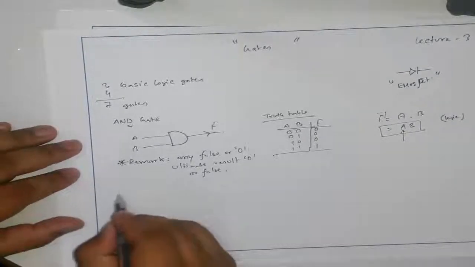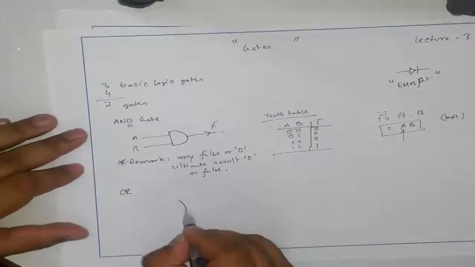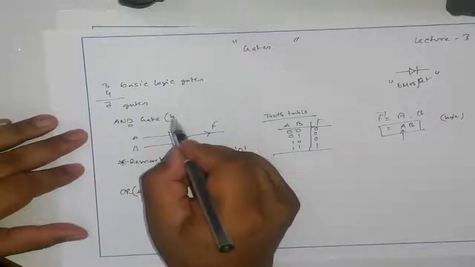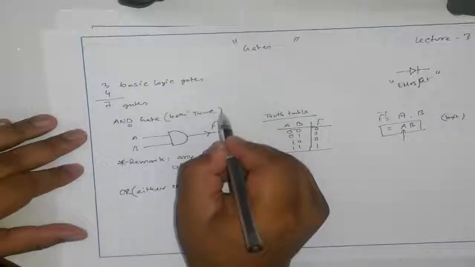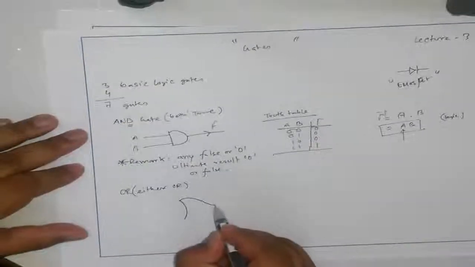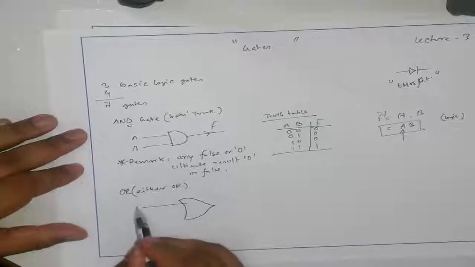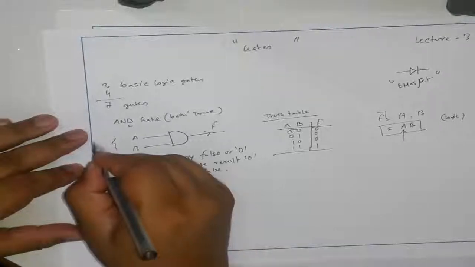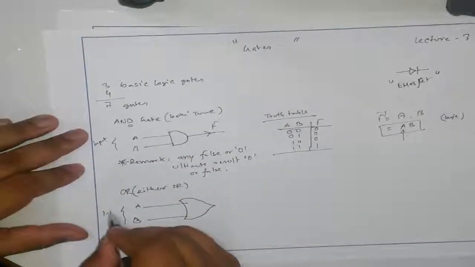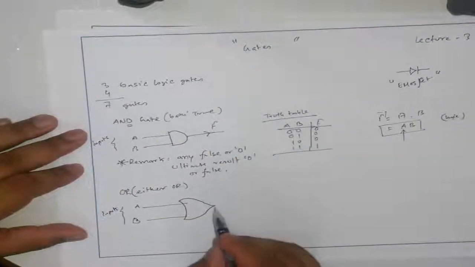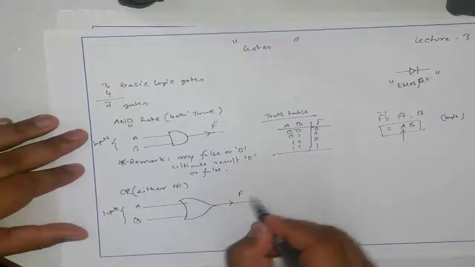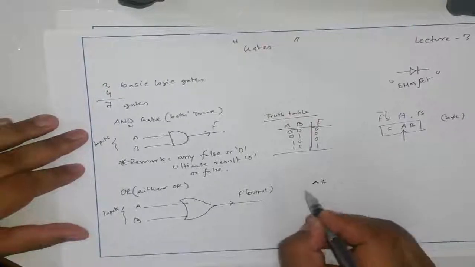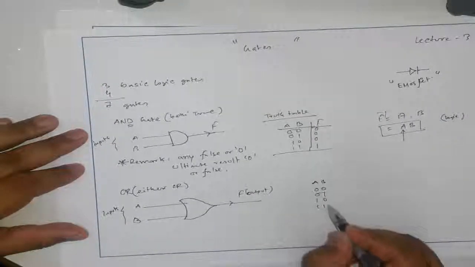So here comes the OR gate. The OR gate looks like this. It's an either-or situation, and also a both-true situation. If you have A and B as inputs, and F is the output, then we could write a table like this: 0, 0, 0, 1, 1, 0, 1, 1.